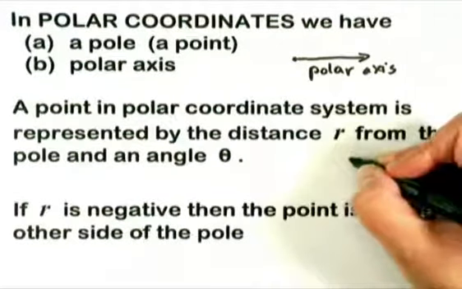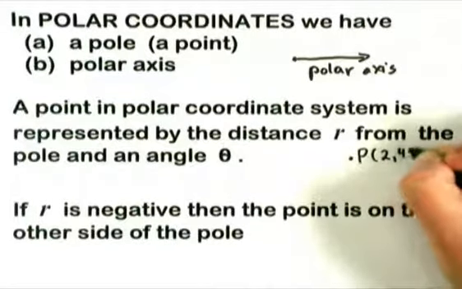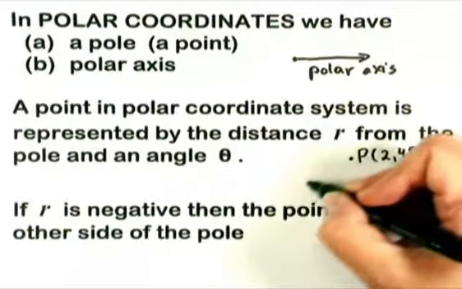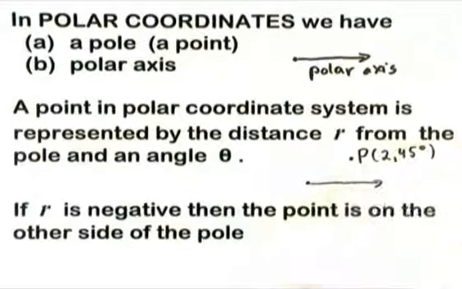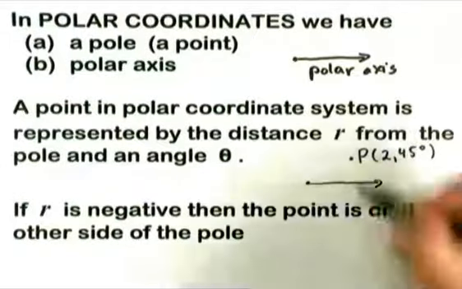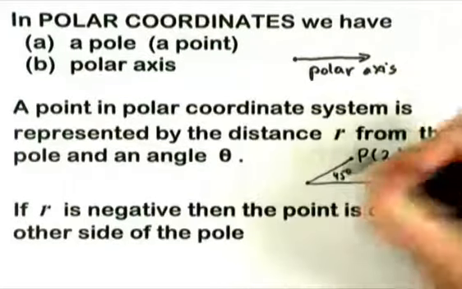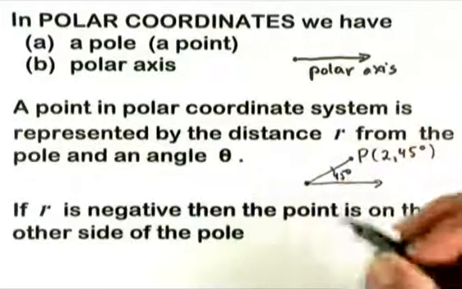So we can have a point that has, let's say, 2 and 45 degrees. Theta can be represented either in degrees or in radians. So we can place this in the polar coordinate system. This is my pole and polar axis. So this angle is 45 degrees, and we measure two distances from the pole. Here we have the pole.